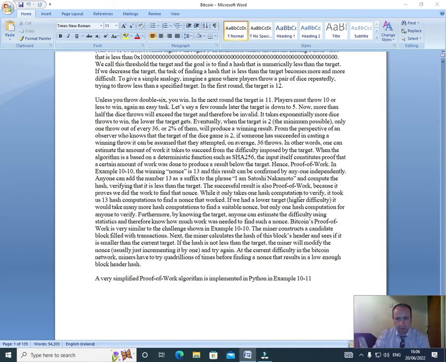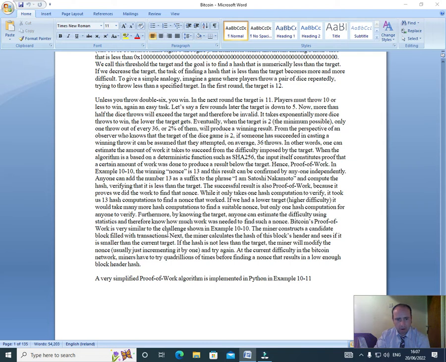The successful result is also proof of work because it proves we did the work to find the nonce, while it only takes one hash computation to verify. It took us 13 hash computations to find the nonce that worked. If we had a lower target, higher difficulty, it would take many more hash computations to find a suitable nonce, but only one hash computation for anyone to verify. Furthermore, knowing the target, anyone can estimate the difficulty using statistics and therefore know how much work was needed to find such a nonce.